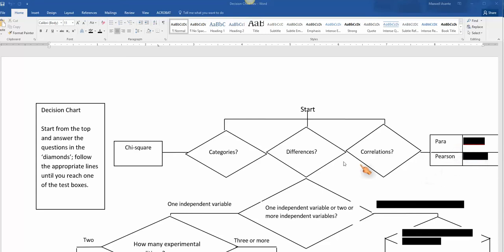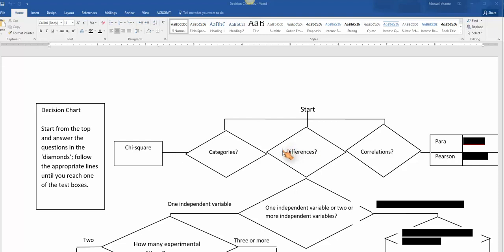So to come back, if you're looking at categories, you are considering chi-square as the test. If you're looking at correlations, you are considering Pearson, which is a part of the parametric statistics. It is shortened to para, but the full name is parametric statistics. But most of the time we will spend on considering differences between the data that we have got.